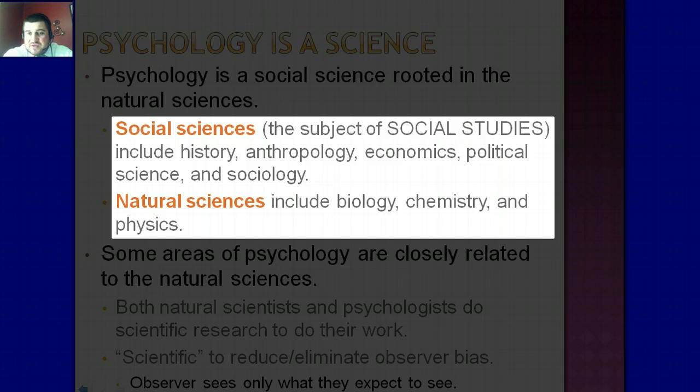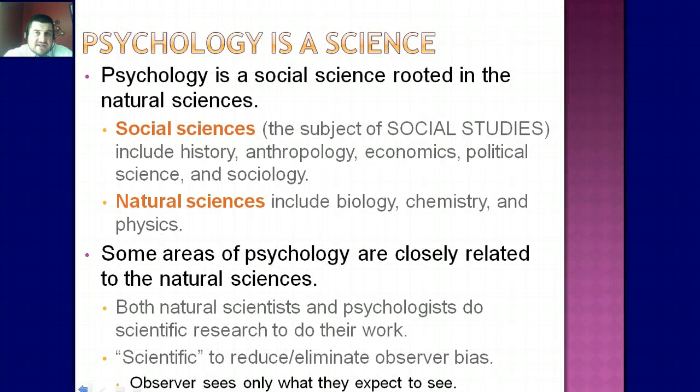Some areas of psychology and some different perspectives of psychology are really rooted very closely to those natural sciences. And both psychologists and natural scientists use the scientific method to do their work to eliminate observer bias. And observer bias is when the observer is expecting to see something, so they only see that, or they may skew their results towards it.